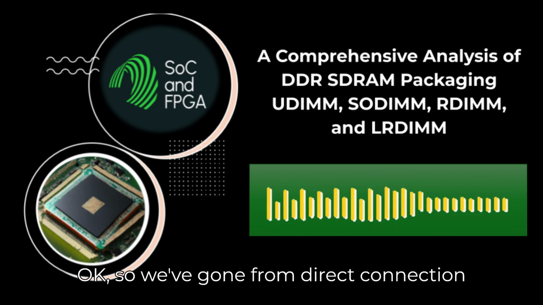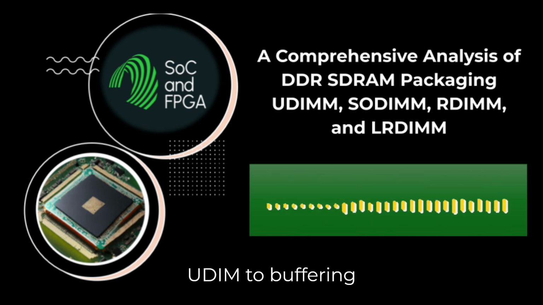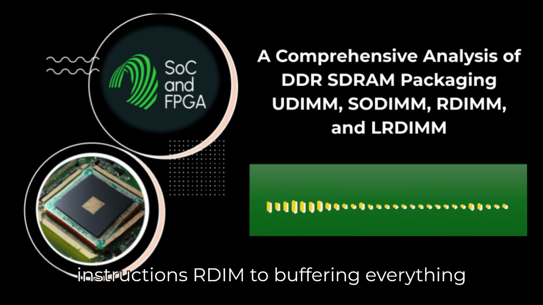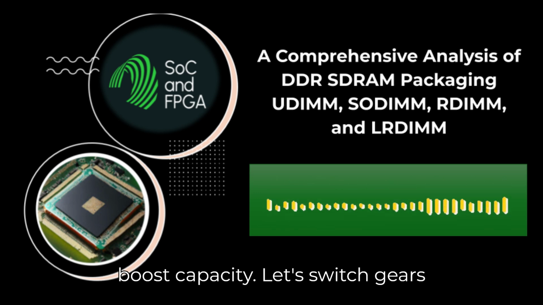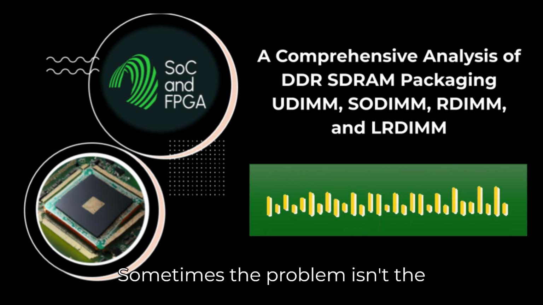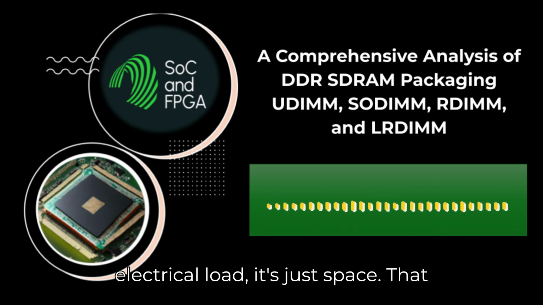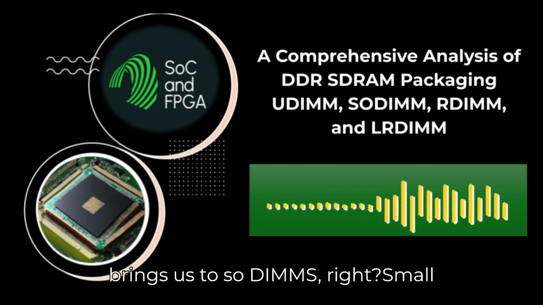Okay, so we've gone from direct connection, UDIMM, to buffering instructions, RDIMM, to buffering everything, LRDIMM, to solve the electrical load and boost capacity. Yeah. Let's switch gears slightly. What about physical size? Sometimes the problem isn't the electrical load, it's just space. That brings us to SODIMMs, right?